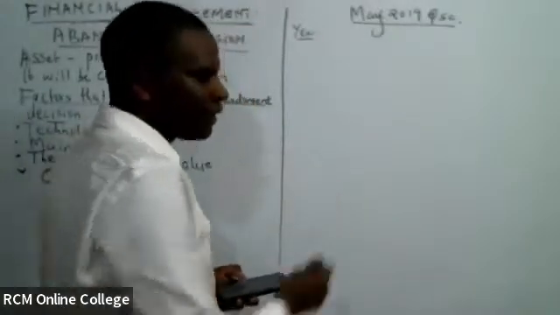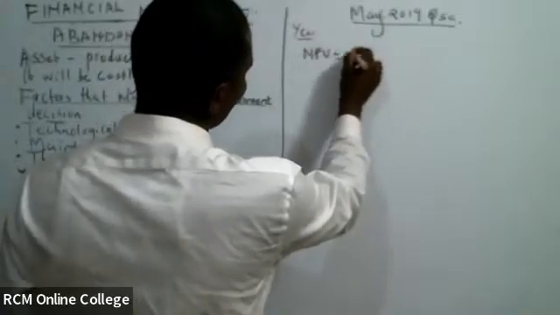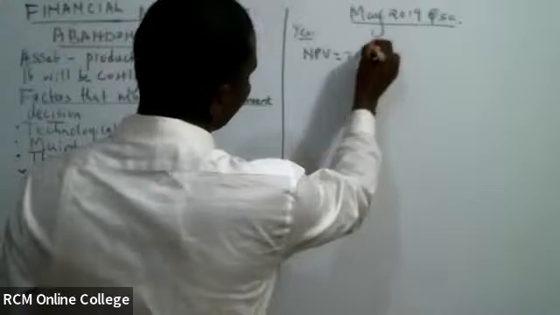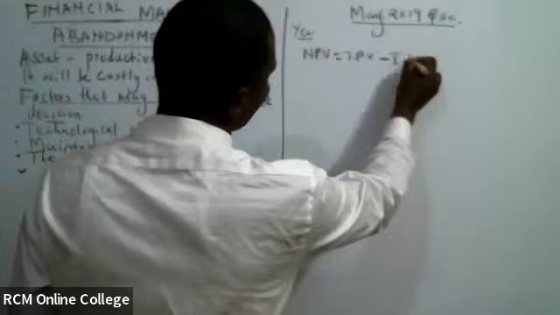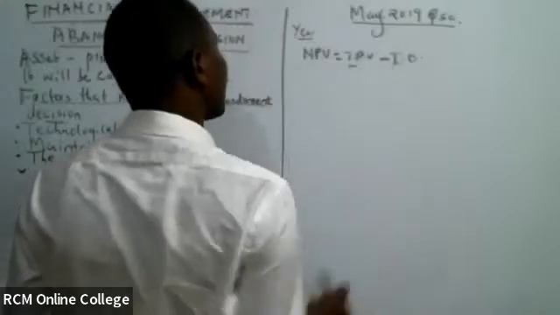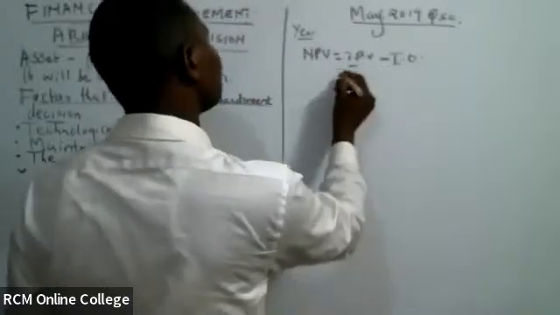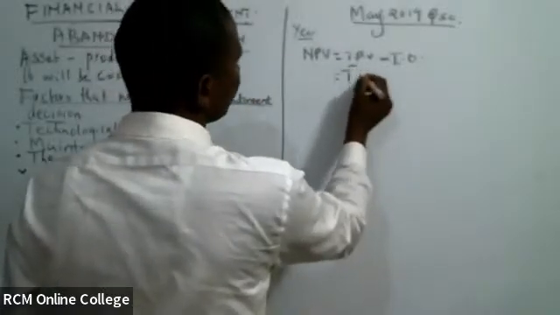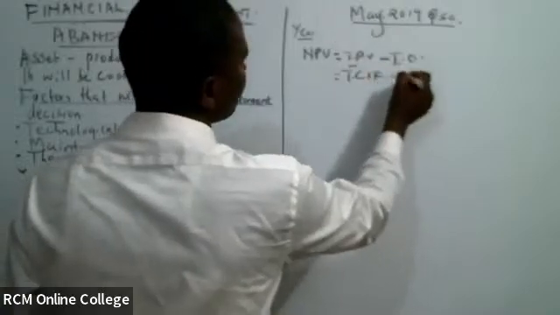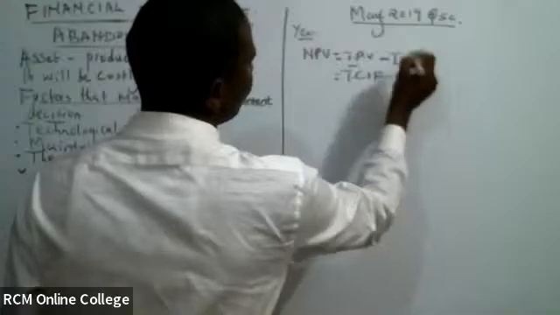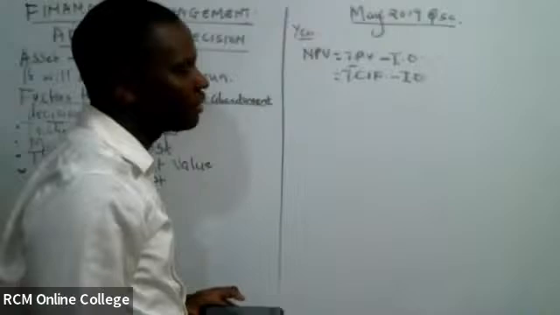So how do we get the NPV, class? NPV, we get it through the total present value, of course discounted cash flow, minus initial outlay. Now, how do I get the total present value or the total cash inflow? Total cash inflow minus initial outlay.